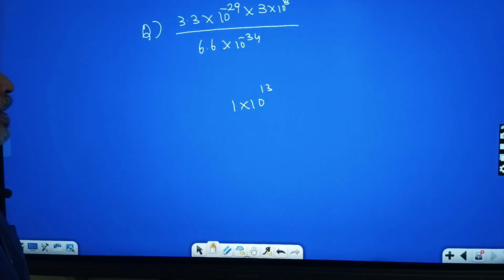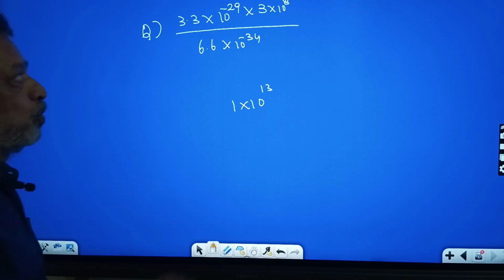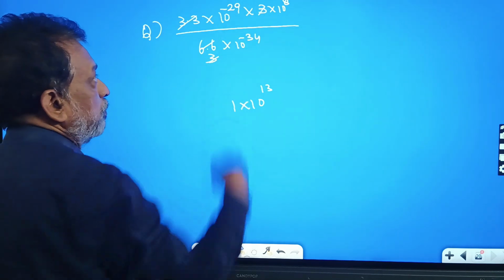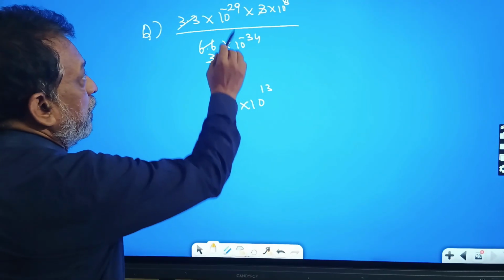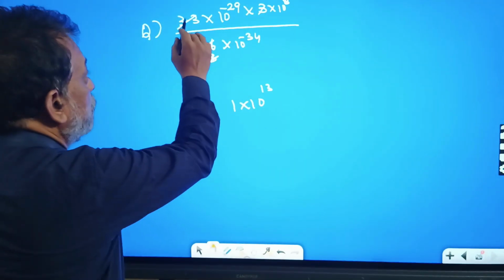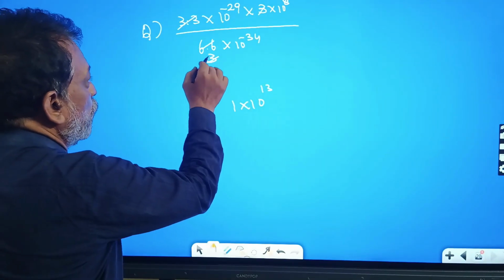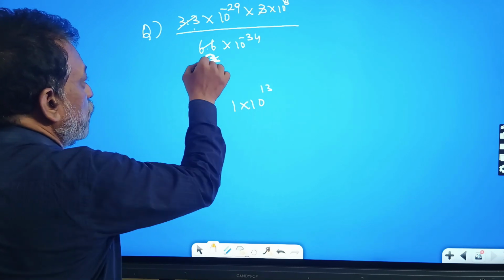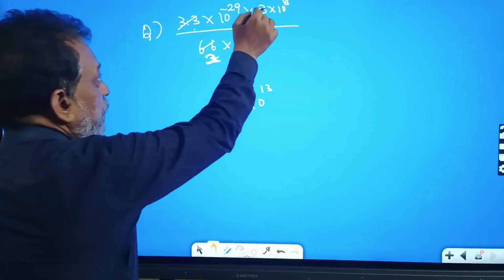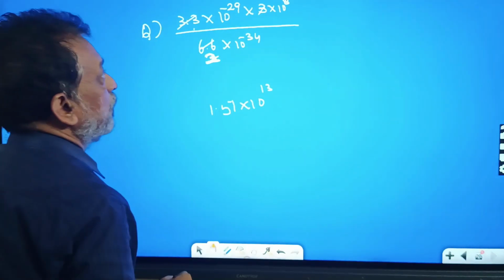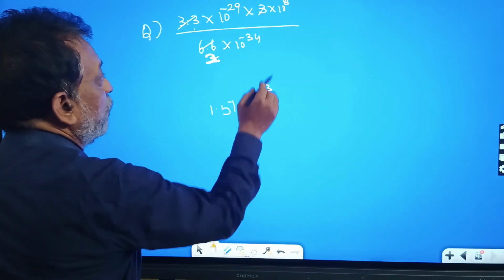Okay? So by seeing that, immediately, what to do? Either do the calculation 3 times or cancel the 3. Now what is that? 3 threes are, sorry, 3 twos are, 3 by 2 is 1.5. Get it, exactly 1.5 into 10 to the power of 13. That's all.